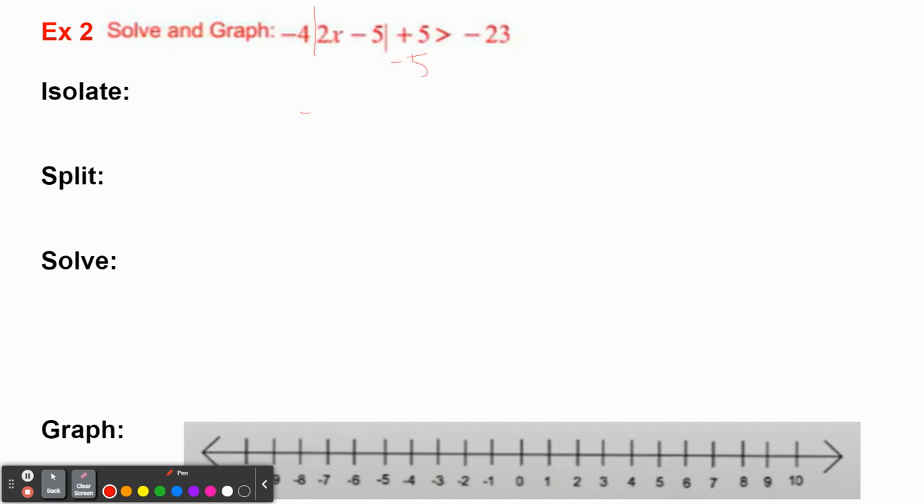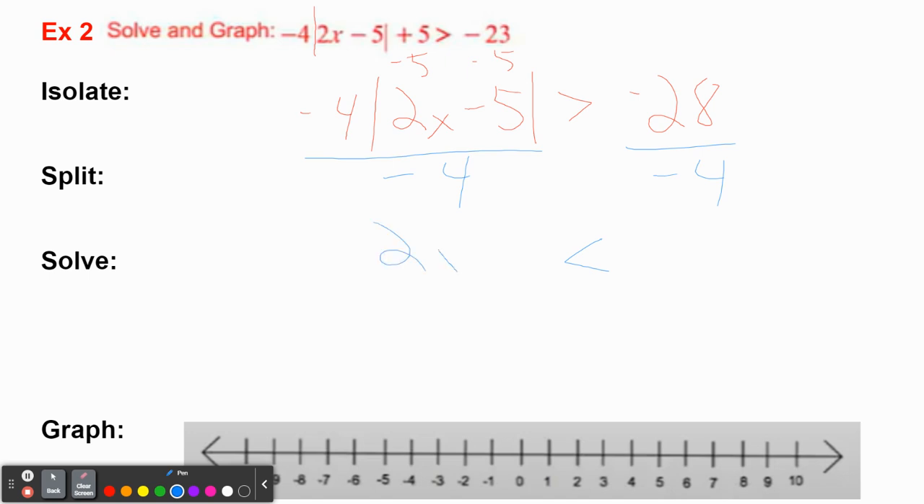And that leaves us with negative 4 times the absolute value of 2x minus 5, and that would equal negative 23 minus 5, which is negative 28. Once I've got that, I'm going to divide everything by negative 4. And if I'm dividing by a negative, I definitely need to flip my inequality. I remember that. The absolute value of 2x minus 5 is less than 7. All right. We've definitely isolated our absolute value, and now we need to split.